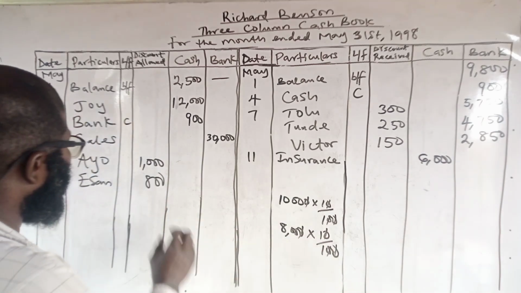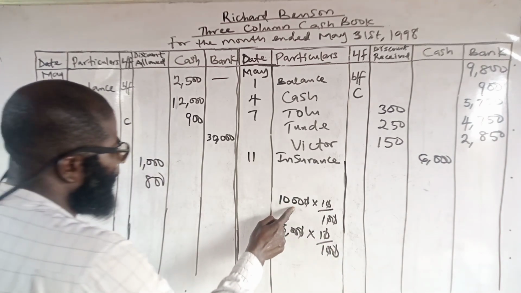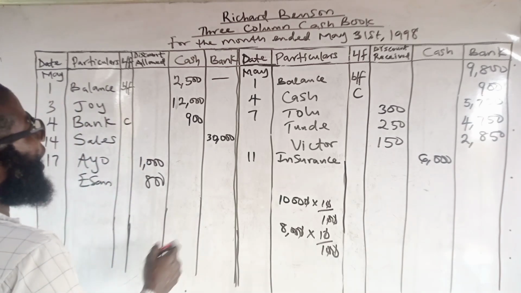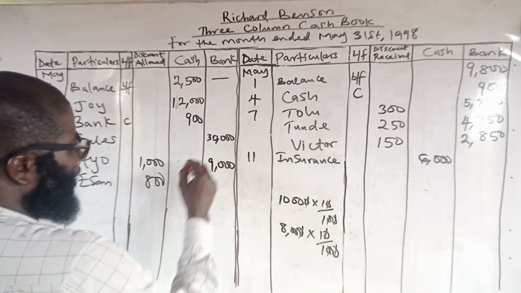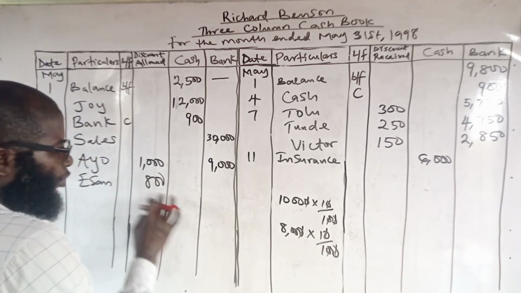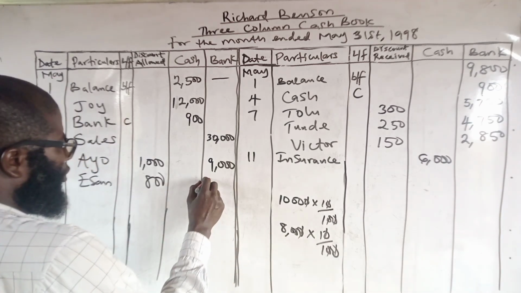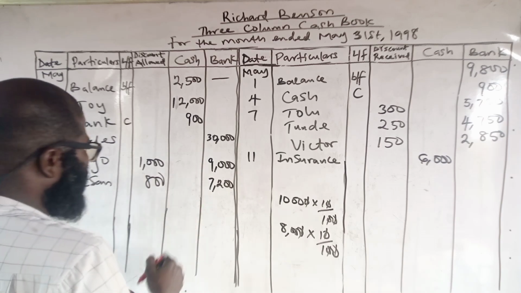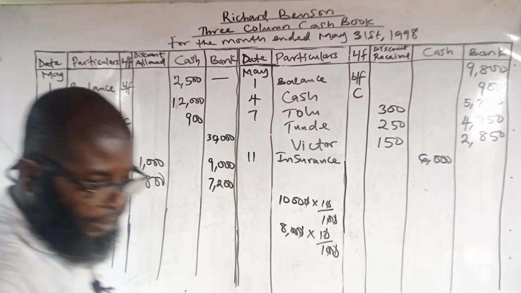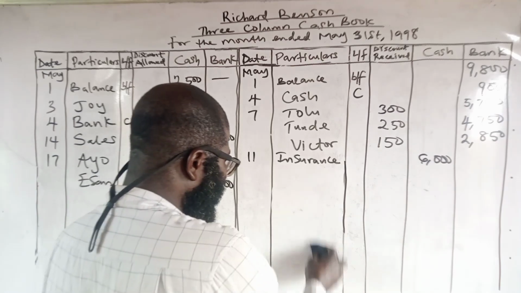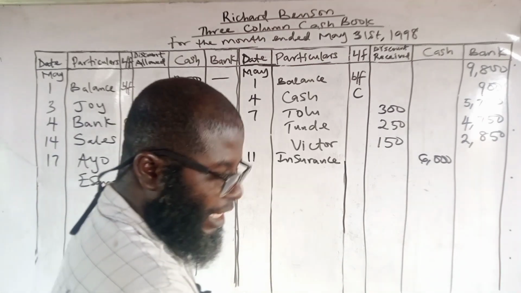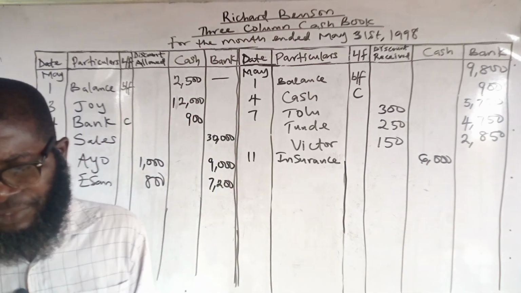Then the next thing, we are going to take away 1,000 naira from 10,000 naira. We are going to have 9,000 naira. Come to the bank side, write 9,000 naira here. Then take away 800 from 8,000 naira. We are going to get 7,200 naira. This is how to calculate this, I mean, how to get our discount allowed or discount received.